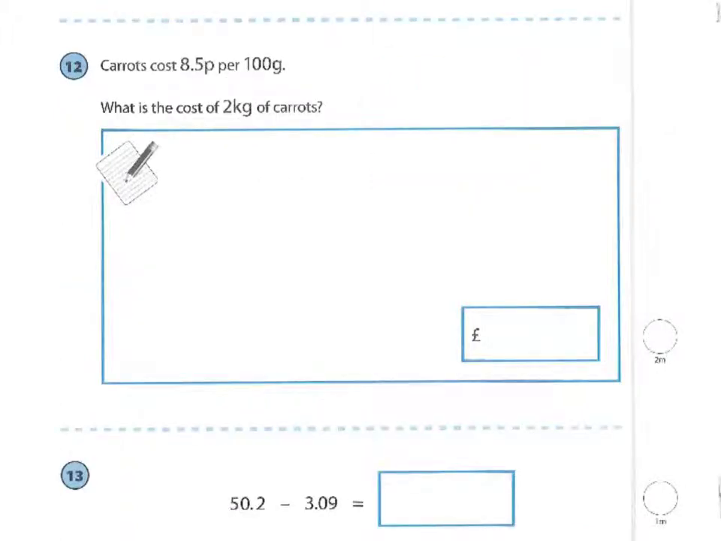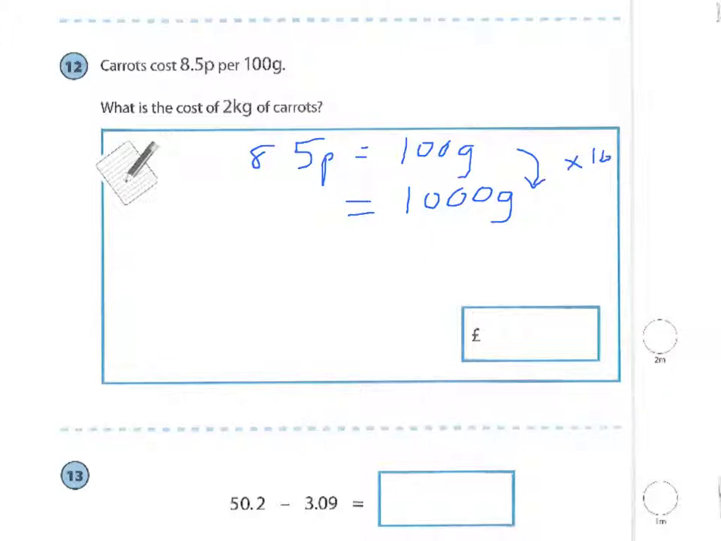Question 12. If 8.5p is the cost of 100 grams of carrots, what is the cost of 2 kilograms of carrots? Well, what I would do here is scale up this particular amount. So we've got 100 grams of carrots. It would be quite nice and straightforward to turn this into 1,000 grams. To do this we would simply multiply by 10. But whatever we do to one number, or in this particular ratio, we do to the other. So multiplying 8.5 by 10 would turn it into 85p instead of the original 8.5p.